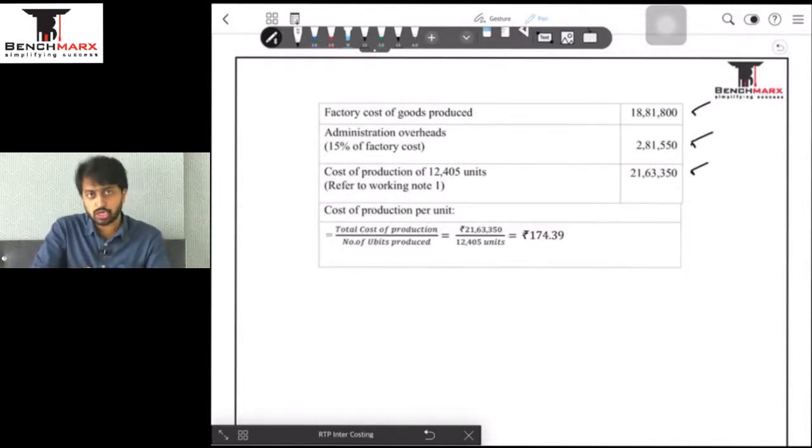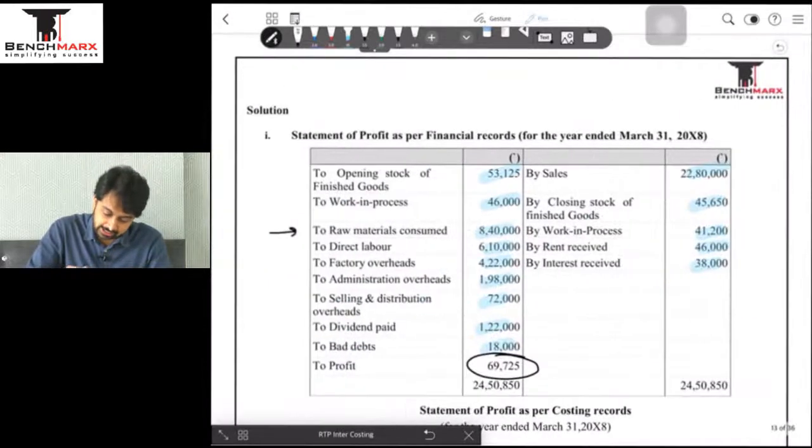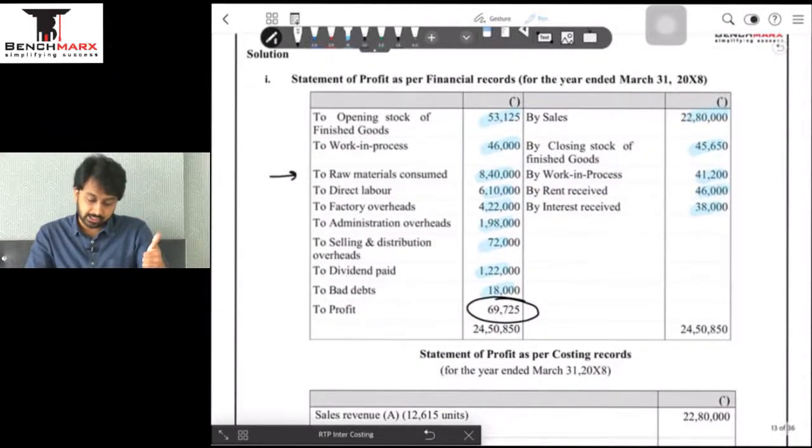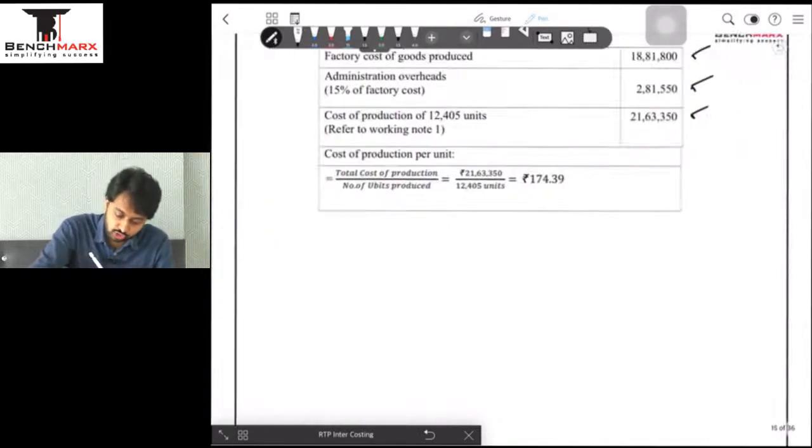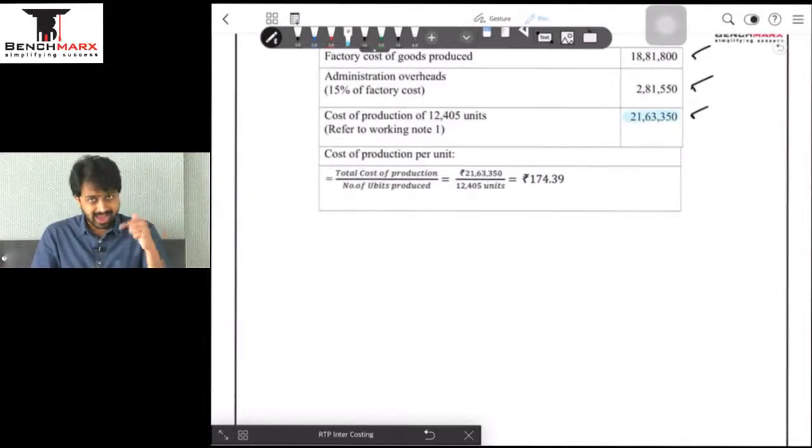After getting this number, I will actually get the COP, because all other things in the data like S&D, dividend, bad debts never come before the COP. And this is my cost of production, 21,63,350, and this is used to value my closing stock, because since I have to prepare a cost sheet, I will have to adjust the opening and closing stock of finished goods to find cost of goods sold.